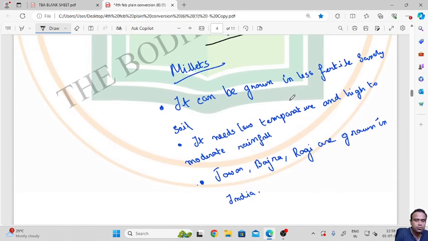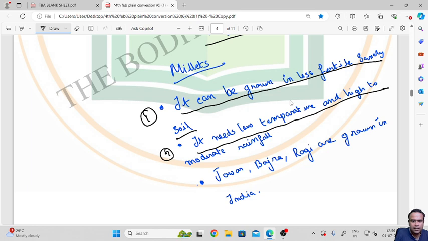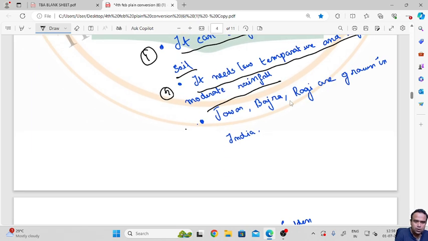Millets. Now we are going to talk about millets. They can be grown in less fertile sandy soil. They need low temperature and high to moderate rainfall. Jowar, bajra, and ragi are grown in India and in parts of Nigeria.